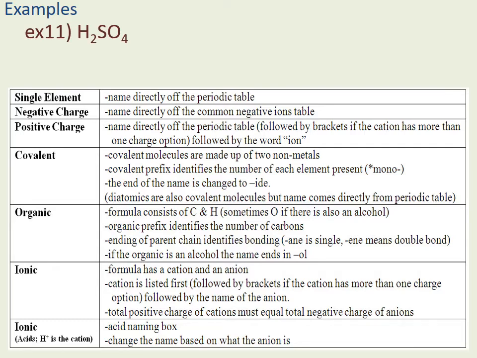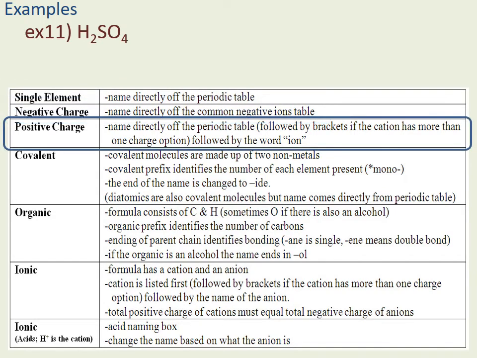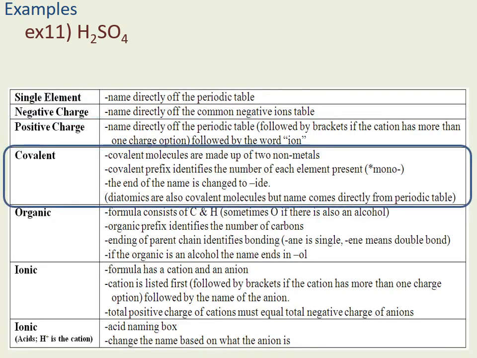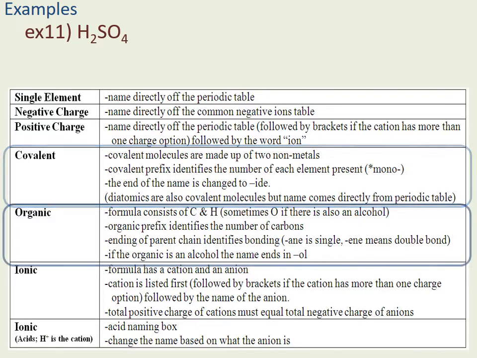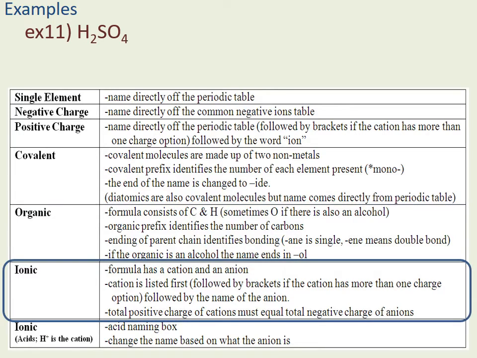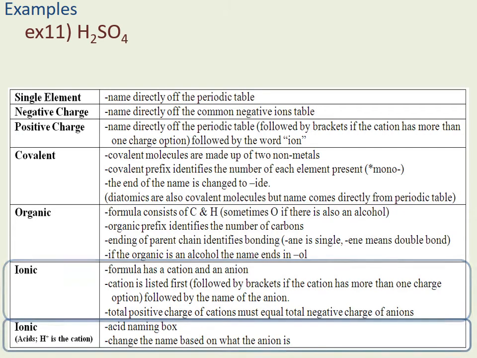Example 11, H2SO4. We obviously don't have a single element, nor do we see a negative or positive charge. It's not covalent because we have more than two elements. It's not organic because we don't have carbon. So therefore, by process of elimination, it must be ionic. And we see it starts with an H. It's got H plus mixed with some negative anion. So therefore, it's an ionic acid.